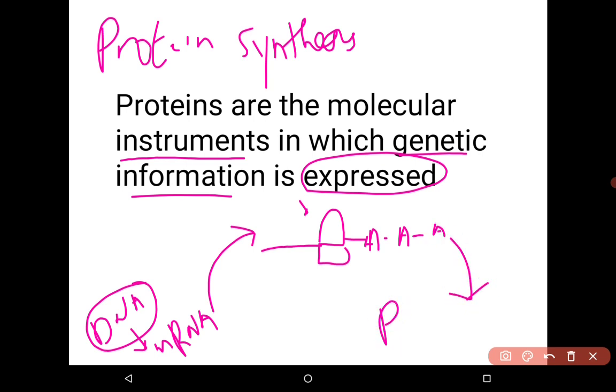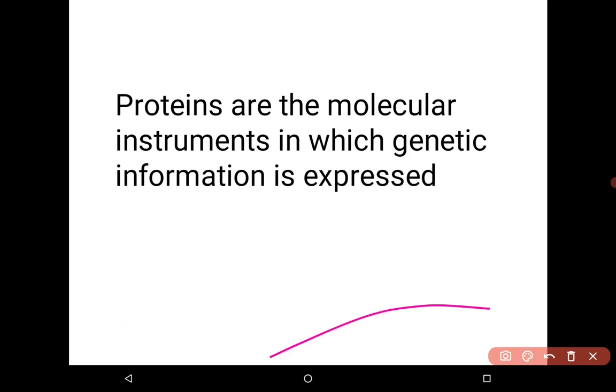A protein. Okay, so that's why we're saying that proteins are simply instruments in which genetic information is expressed. Okay, so I do hope that makes sense.